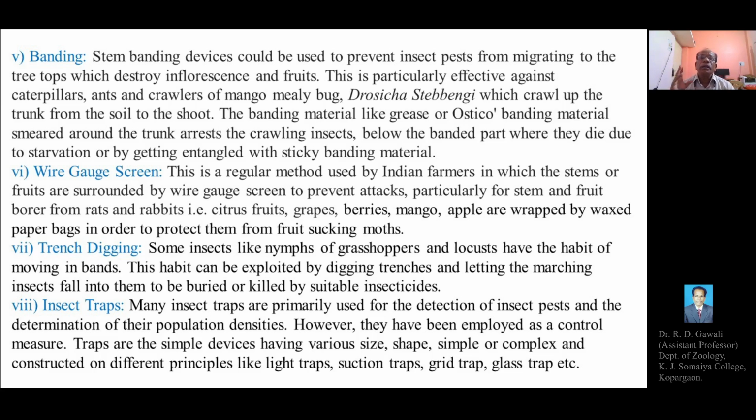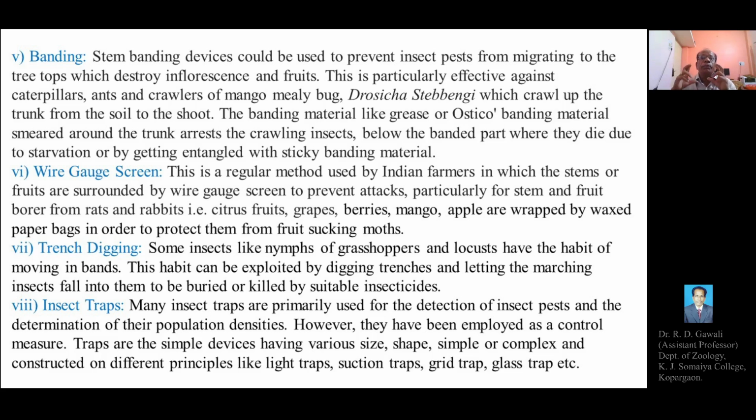And this is particularly effective against the caterpillars, ants, then crawlers of the mango mealybug, which crawl up the trunk from the soil to the shoot. So the banding material like grease or ostico, a banding material smeared around the trunk, arrests the crawling of the insects, stops the crawling of the insects below the banded part where they die due to starvation or by getting entangled with the sticky banding material.